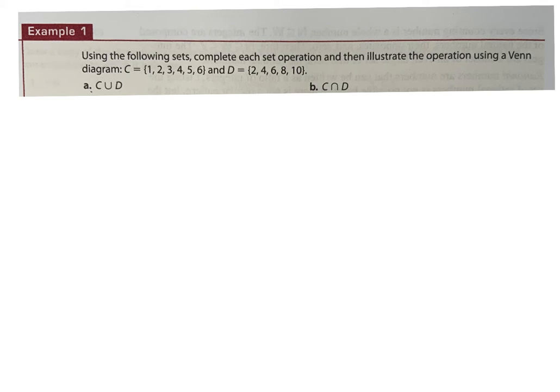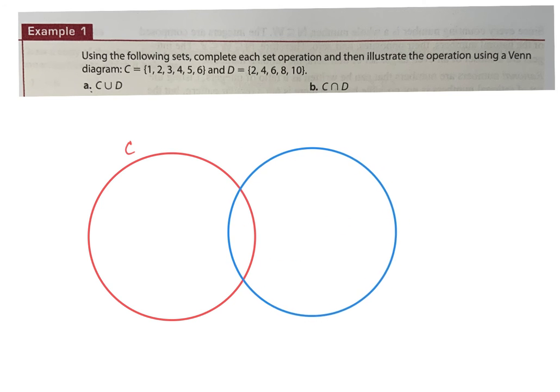All right, so we have two sets. We have set C, which is, it's going to give me a rectangle. We have set C, which is 1, 2, 3, 4, 5, and 6. And we have set D, which is 2, 4, 6, 8, 10.